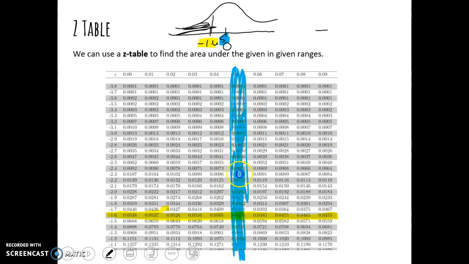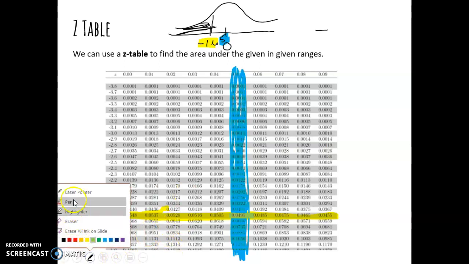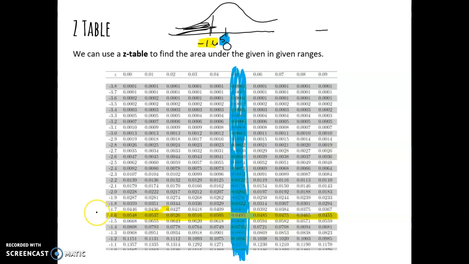And you would find the intersection, which looks like the intersection is right here. There's the intersection, 0.0495. So the area to the left of negative 1.65, the z-score, is 0.0495. And that's how you would find an area using the table.